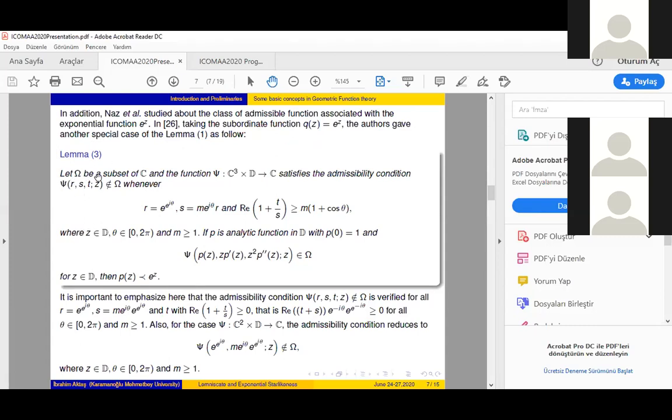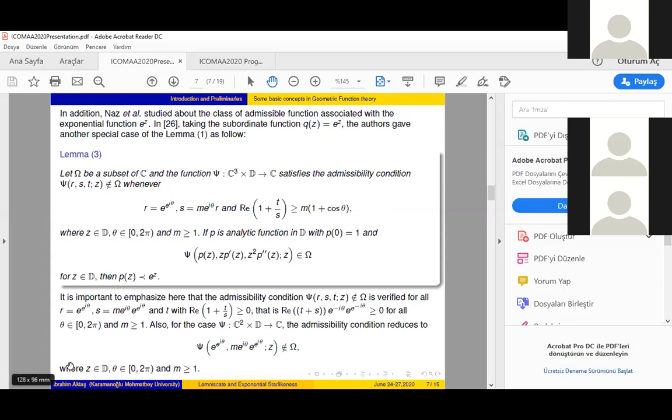Let omega be a subset of the complex plane and the function psi satisfies these conditions. This is the admissibility condition, whenever r, s, and other parameters satisfy these conditions. If the function P is an analytic function in D with P(0) equal to 1 and the function psi is in this set, then P(z) is subordinate to the function e to the power z. This function class is known as the exponential star-like function class.